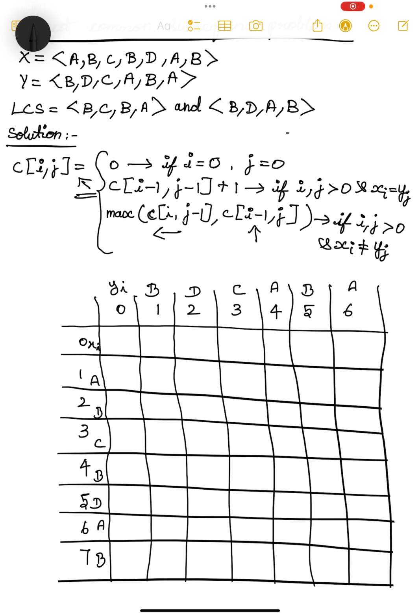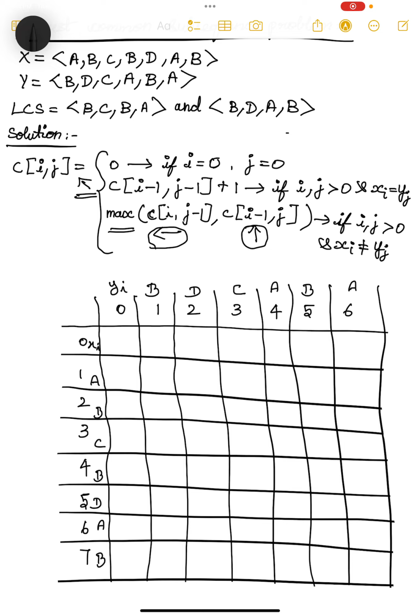And if C of i comma j is equal to the maximum of C of i comma j minus 1 and C of i minus 1 comma j, then if C of i comma j minus 1 is the maximum, we have to use this horizontal arrow mark. If C of i minus 1 comma j is the maximum, then we must use an upward direction arrow mark.